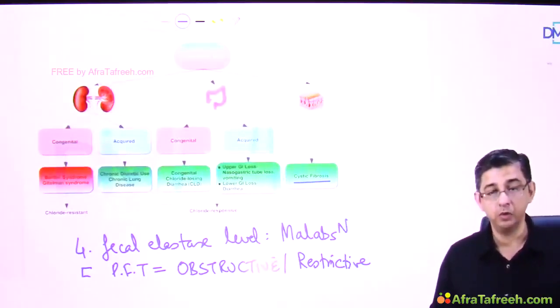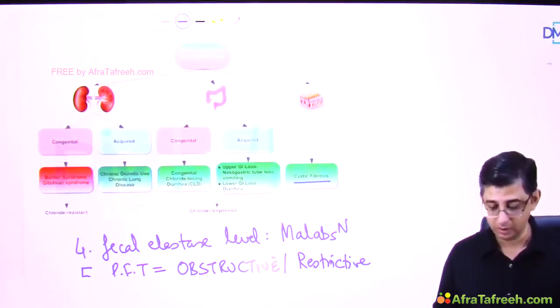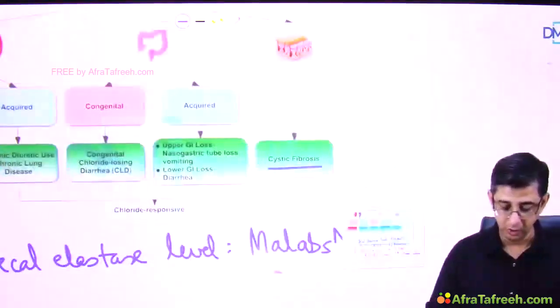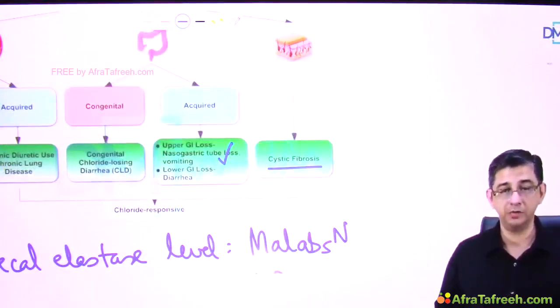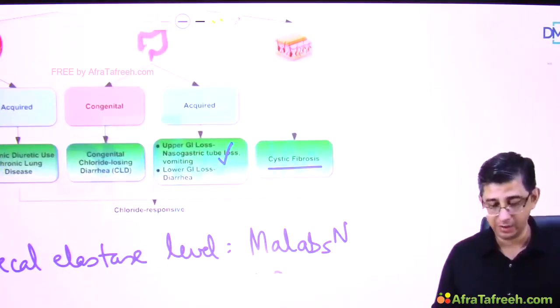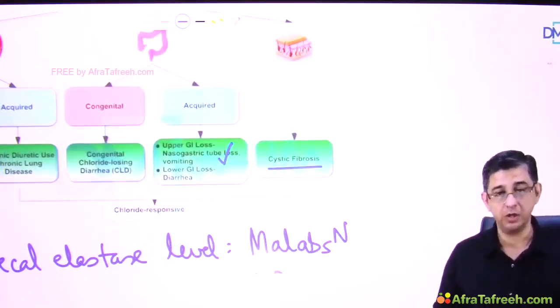Most of the time you could be having a metabolic alkalosis secondary to nasogastric tube loss. Usually the question that has been asked in the exam is what type of metabolic derangement is found in patients who are having excessive nasogastric tube loss. The answer is metabolic alkalosis.